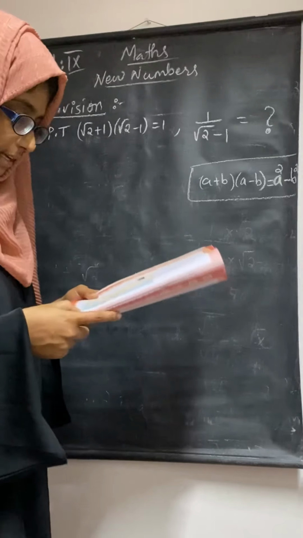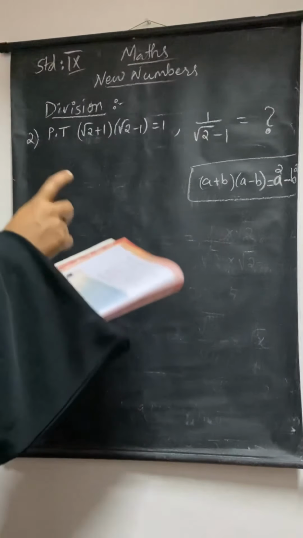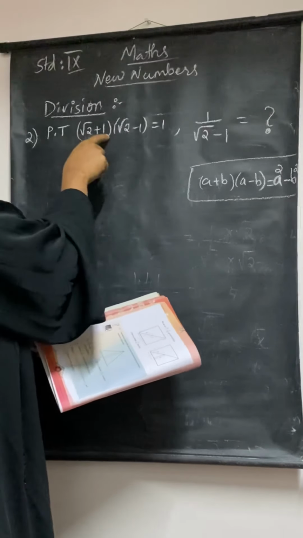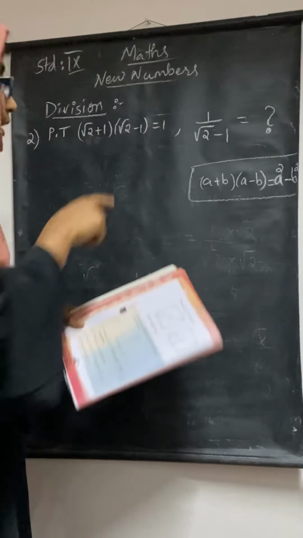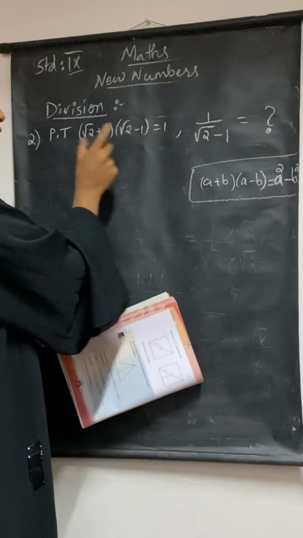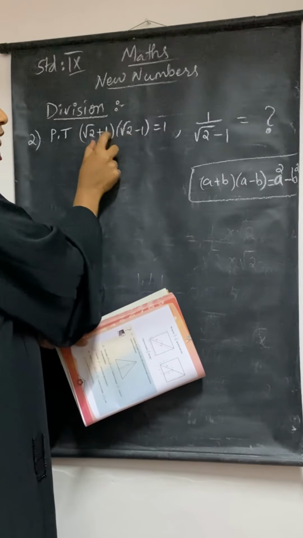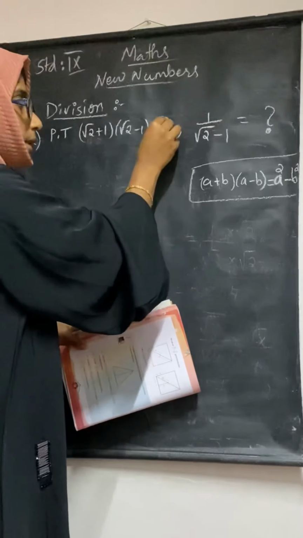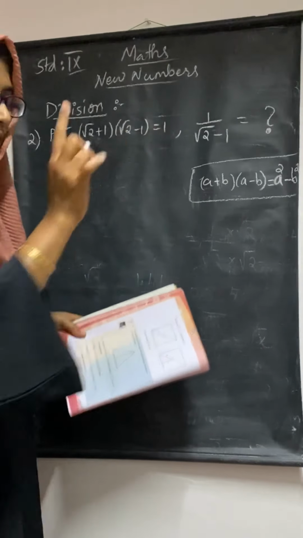At page number 60, question number 2. You can see that question number 2. Prove that square root of 2 plus 1 into square root of 2 minus 1 is equal to 1. What do you have to prove? When you multiply these two numbers, you have to get the answer as 1. Here the answer is already given, but you have to show how you are getting that answer 1.